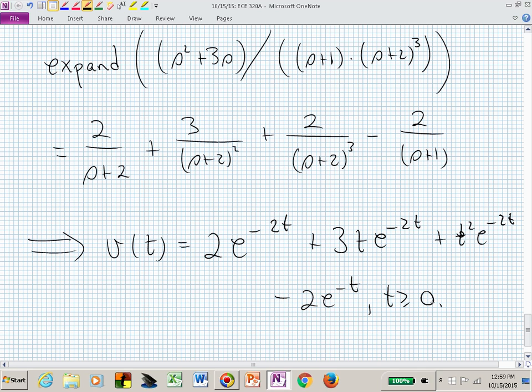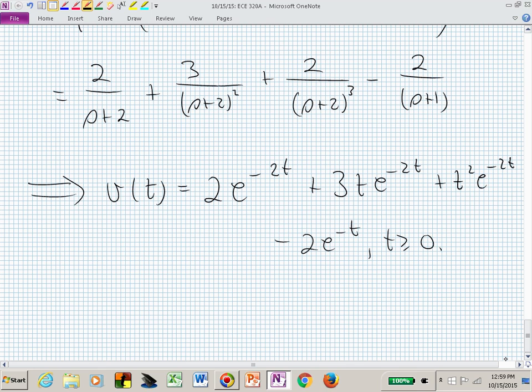And that's now what v of t looks like when we plug in the actual coefficients, where this coefficient was actually 2 over the 2 factorial.